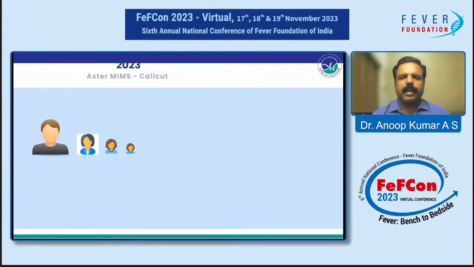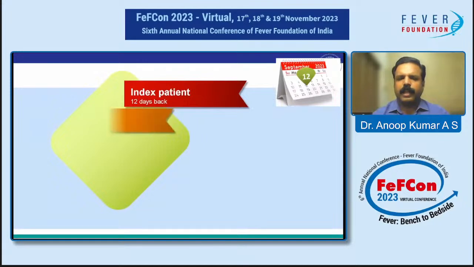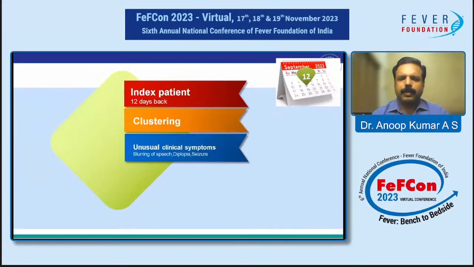This year again, we had four persons from the same family presenting with respiratory symptoms, with a history of one family member dying almost 2 weeks back, with mainly fever and respiratory symptoms, later on developing multi-organ failure. On repeated history taking, we came to know that the initial patient had diplopia and slurring of speech, and the child admitted with the same symptoms developed seizures and features of encephalitis. So now we had an index patient 12 days back, a clustering again happening, unusual clinical symptoms like slurring of speech, diplopia, the neurological involvement in an ARDS patient.